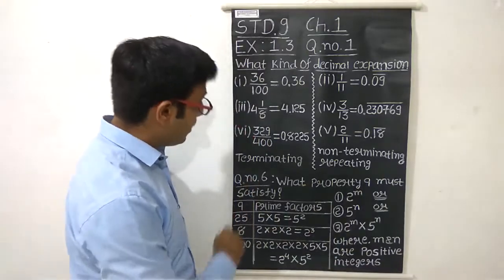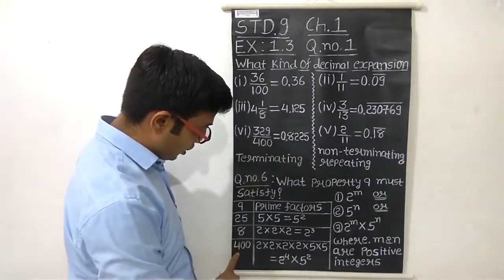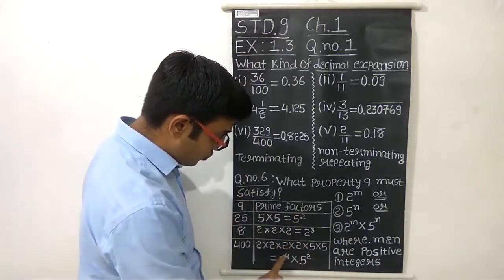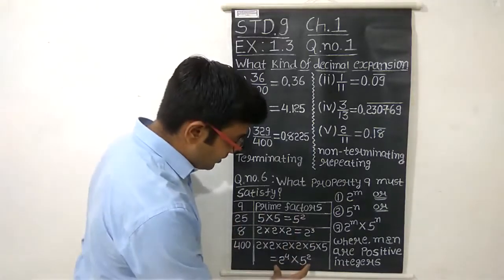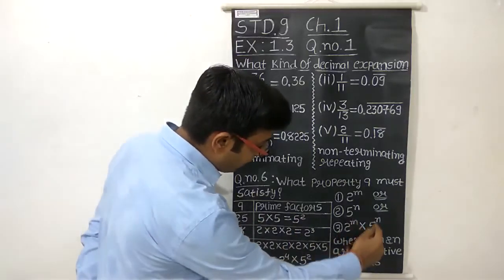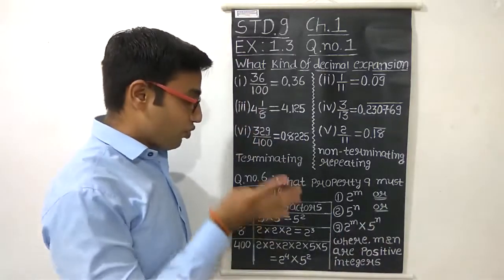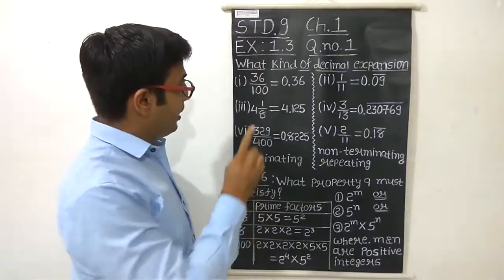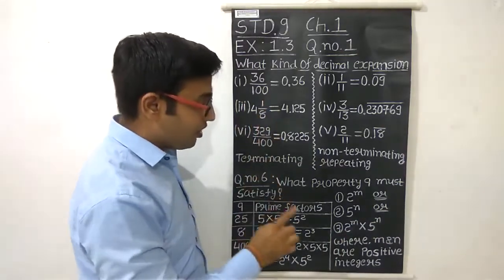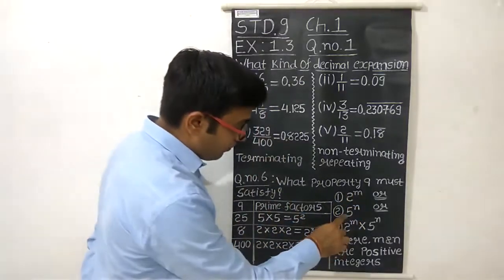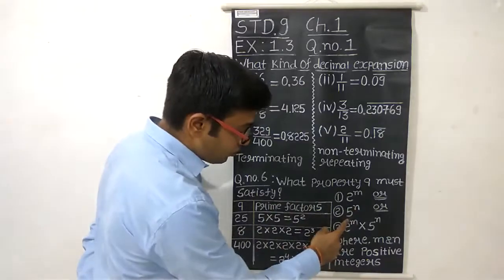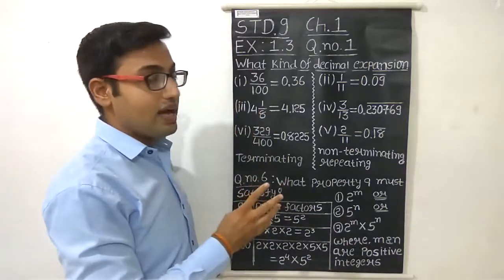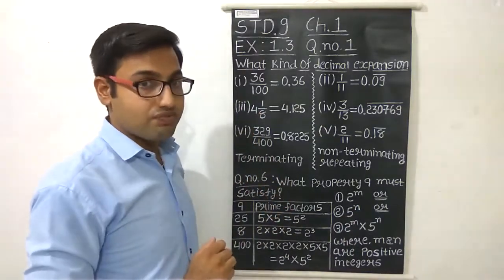The third one is 400. The denominator is q and q is 400. Its prime factors are 2 raised to 4 into 5 raised to 2, and this is the form 2 raised to m into 5 raised to power n, right? So whenever the prime factorization of the denominator is of the form 2 raised to m, or 5 raised to n, or 2 raised to m multiplied by 5 raised to n, then that type of rational number has a terminating decimal expansion, right?